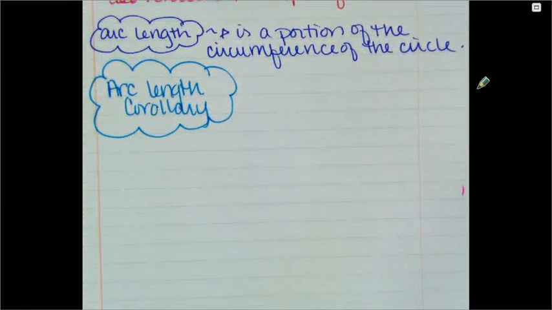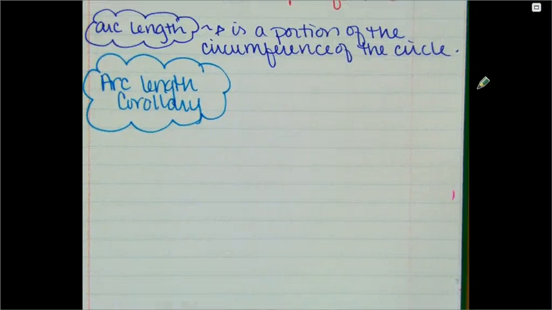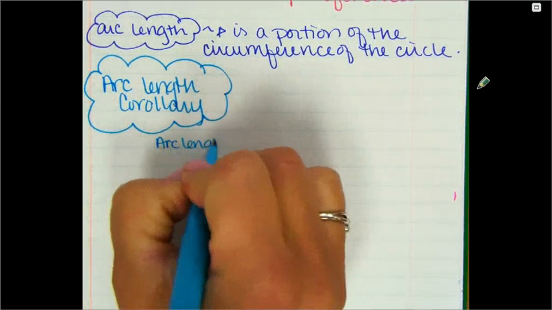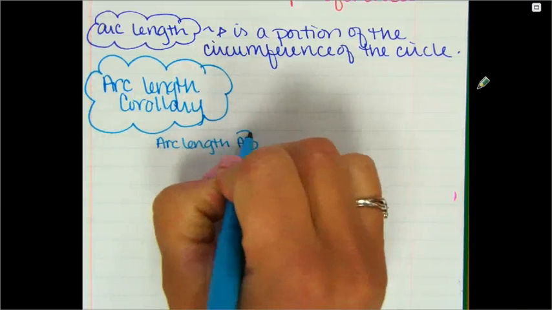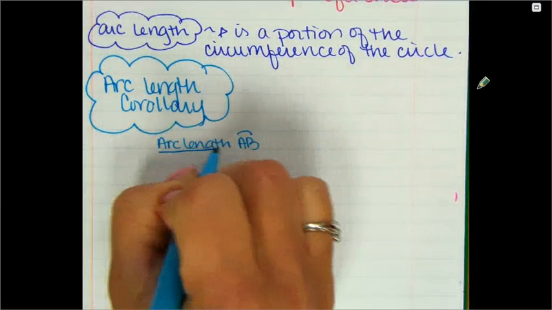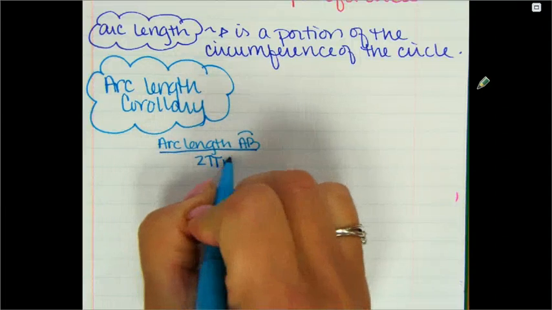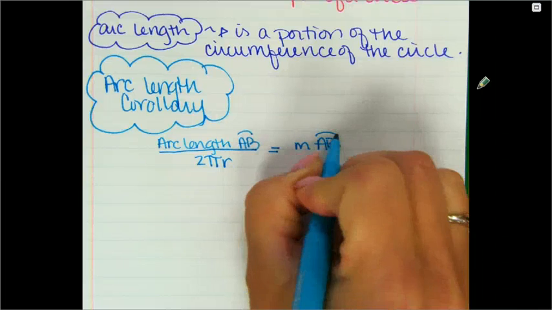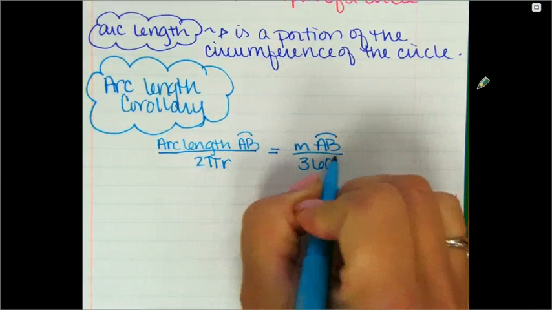There are two formulas. I'm going to try both. One, it looks like a proportion, which is fine. The other one is set up a little differently, but they're both the same thing. It just says that the arc length of arc AB over 2 pi r equals the measure of arc AB over 360 degrees.